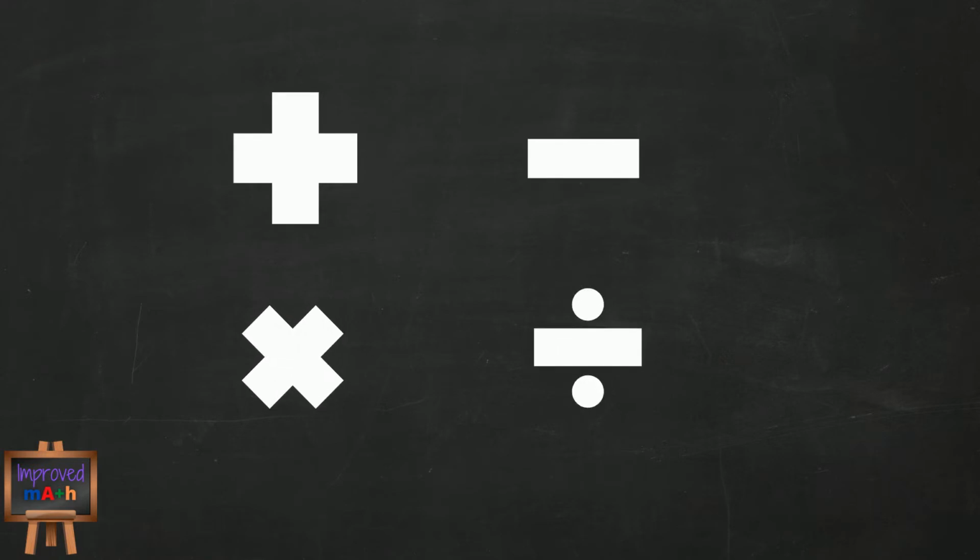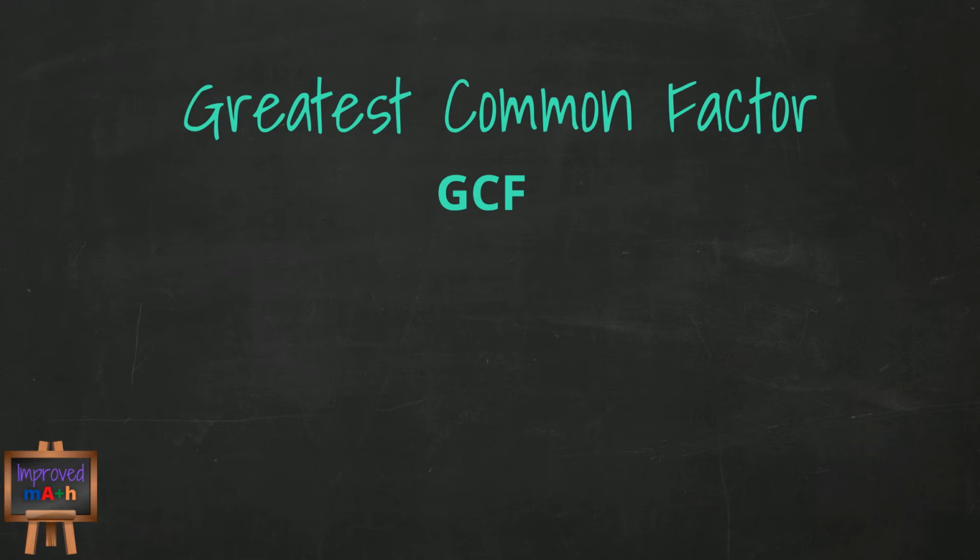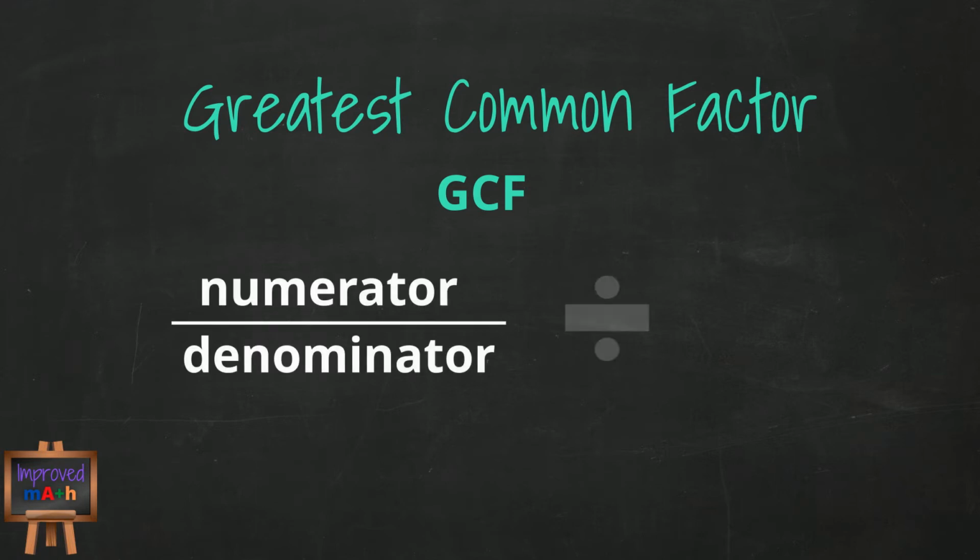And why do you want to do that? Well, you want to know how to simplify them because when you start adding, subtracting, multiplying, or dividing fractions, it just makes it easier to work with them. The key to simplifying or reducing a fraction is to find the greatest common factor, and then to divide the numerator and denominator by that greatest common factor.